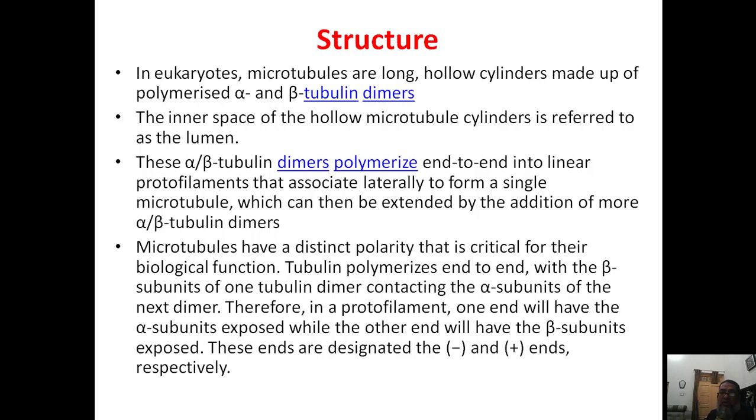The alpha subunit end is the negative end, whereas the beta subunit end is called the plus end. The plus end is the growing end. So you will have to remember that alpha and beta monomers alternate in the attachment, with 13 subunits forming a circle.